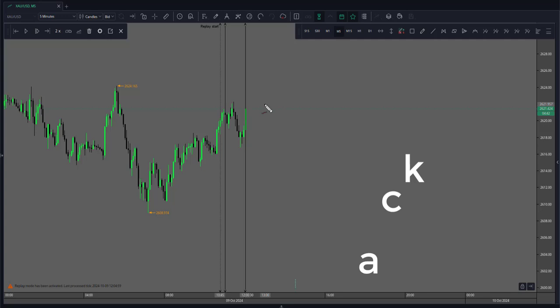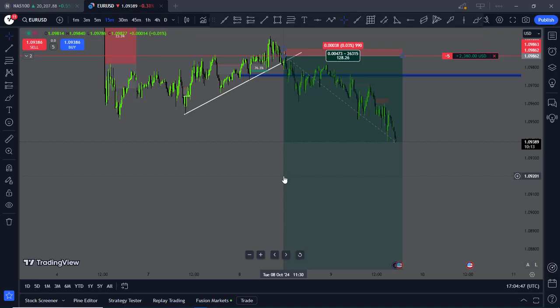So the whole of today I wasn't in any trade, right? I was in a trade yesterday, this short trade that I took on Euro USD, but I think I'm going to leave it for a couple of days.